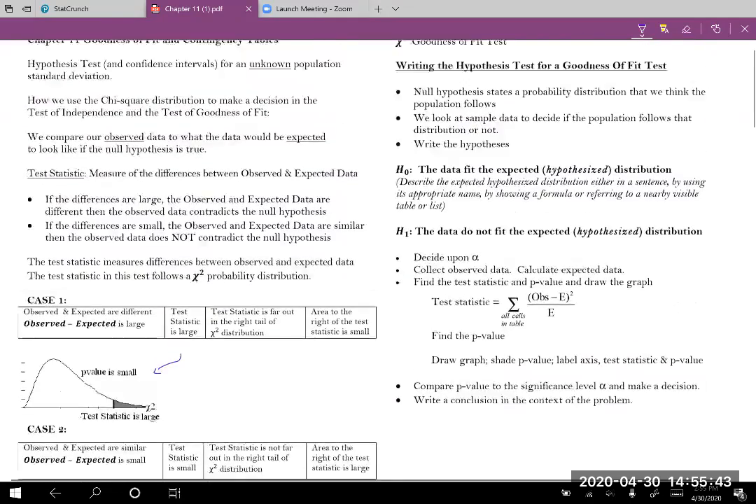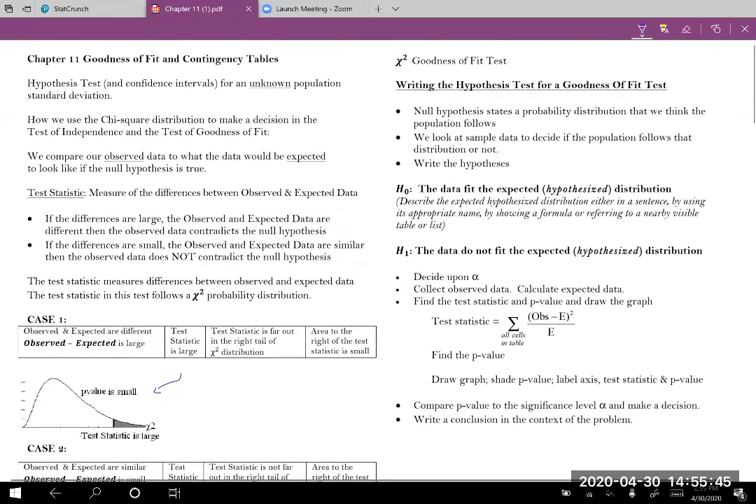So starting with chi-square goodness of fit, writing the hypothesis test for a goodness of fit test, the null hypothesis states a probability distribution that we think the population follows. We look at the sample data to decide if the population follows the distribution or not, and then we write the hypotheses. In the null, we say that the data fits the expected distribution. In the alternate, we say that the data does not fit the expected distribution.